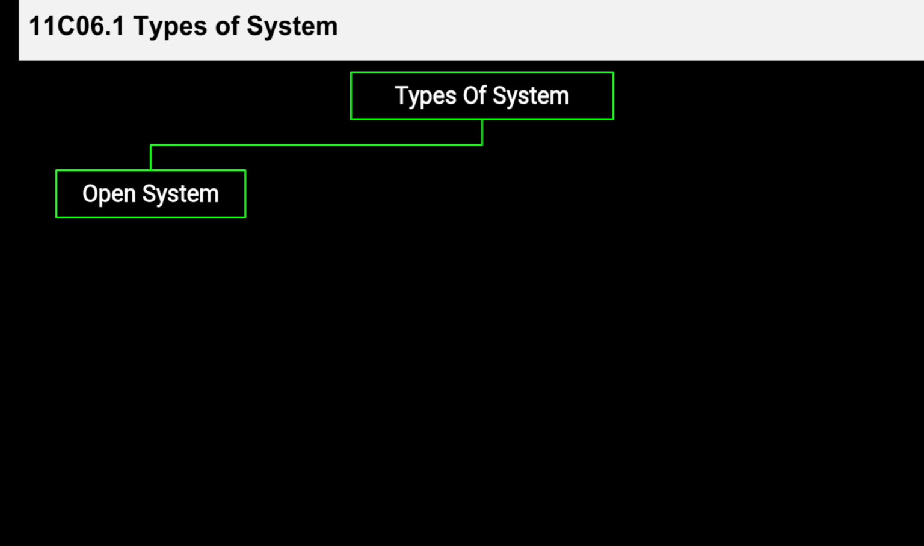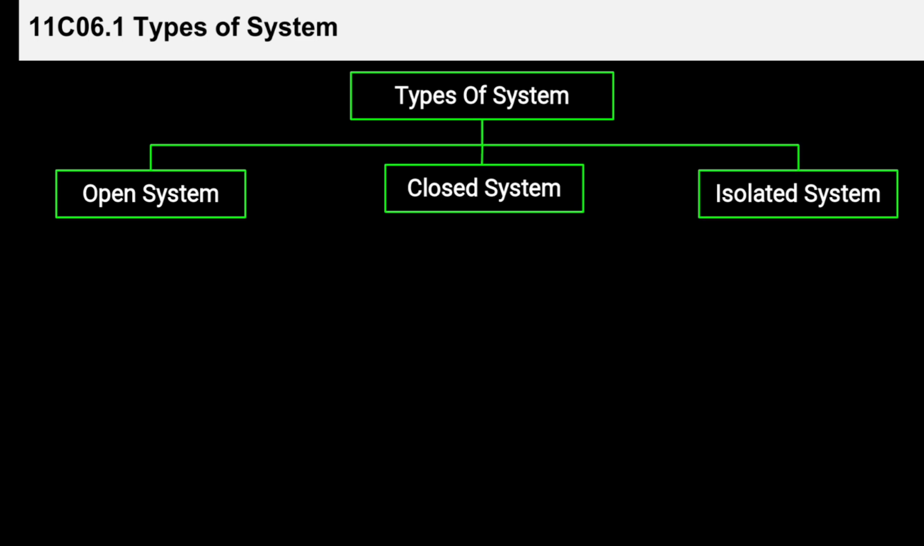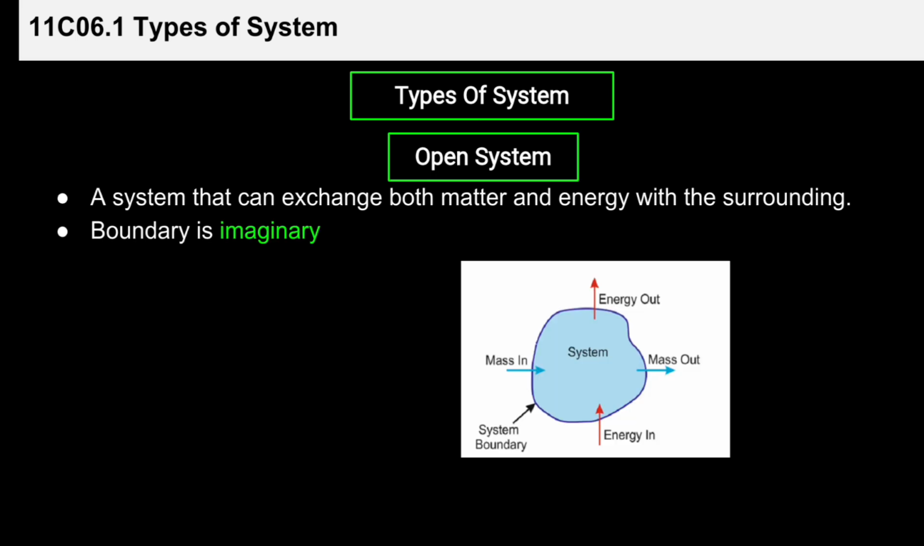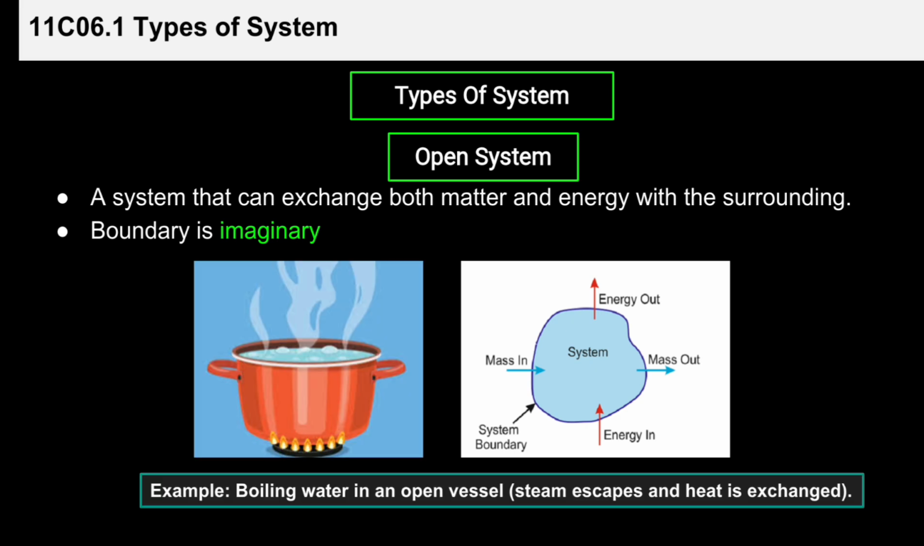Next is types of system. There are three types of system. First, open system, second, closed system, and third, isolated system. So let's see the definition of open system. A system that can exchange both matter and energy with surroundings. The boundary of an open system is imaginary. For example, boiling water in an open vessel, steam escapes and energy is exchanged.